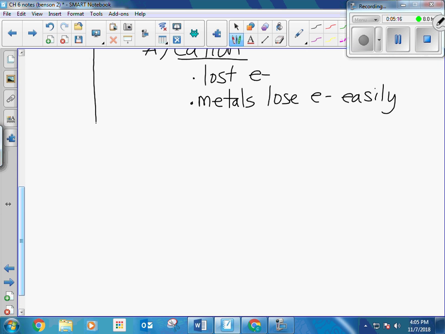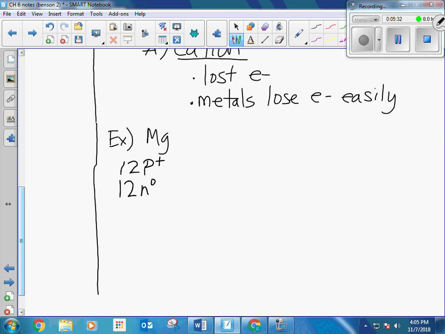So I would like you guys to go ahead and let's look at magnesium. So that'll be our example here. If we look at magnesium, right now it will have 12 protons, 12 neutrons, and 12 electrons. And if I put it into my Bohr diagram, we know in the middle I would have my 12 protons and my 12 neutrons, that makes my nucleus. Then go ahead and draw your 3 energy levels.